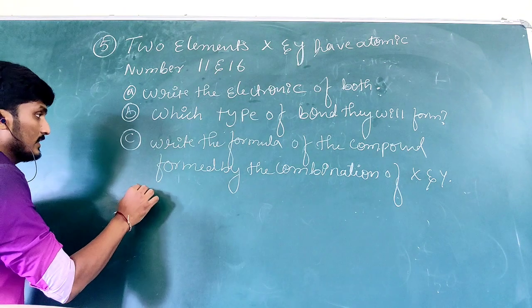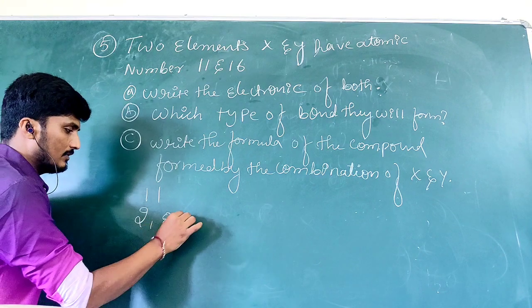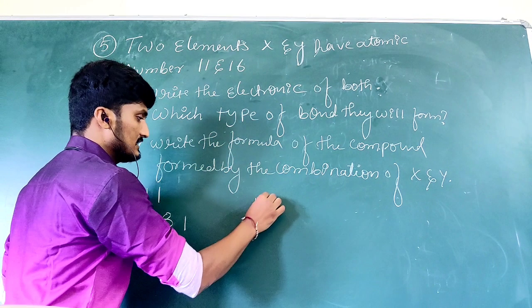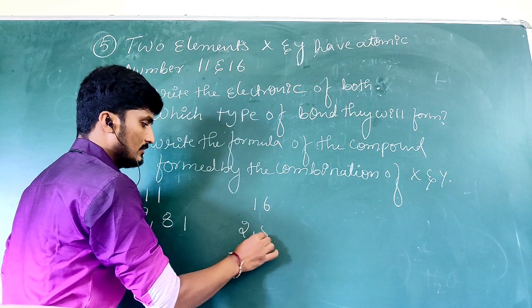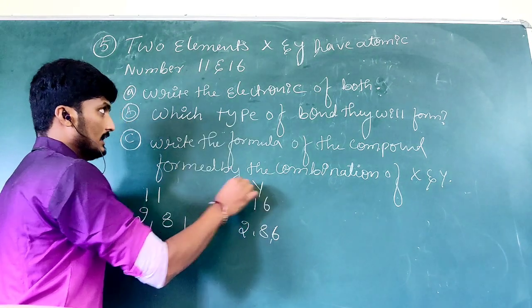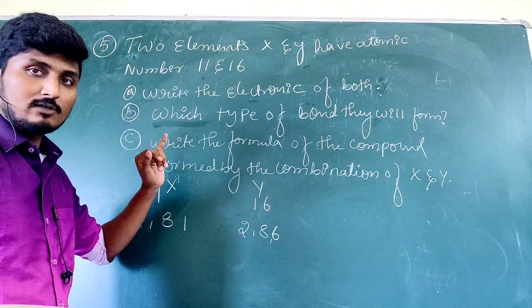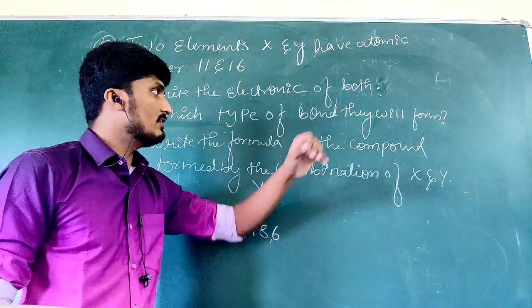So the atomic number 11, so what is the electronic configuration? 2, 8, 1, and atomic number 16 they have given 2, 8, 6. Okay, this is of Y and this is of X element. So first question is completed. Second question, which type of bond they will form?